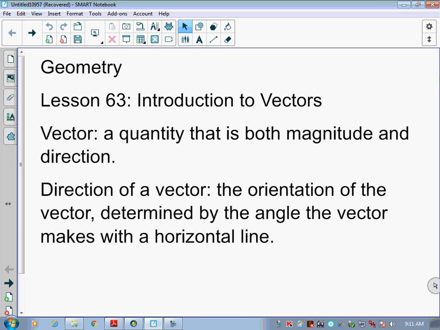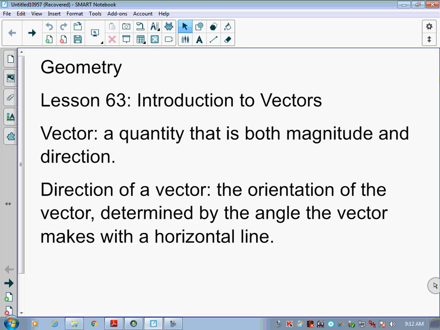Geometry lesson 63. This is an introduction to vectors. We're going to make a little bit more sense out of this when we move over to actually showing some things on graphs and looking at the work. But until we get to that point, the first thing we want to do is cover definitions. I've taken the time to go through your book and pull out the definitions from the paragraphs they're in and hopefully write them up here in a more concise way.